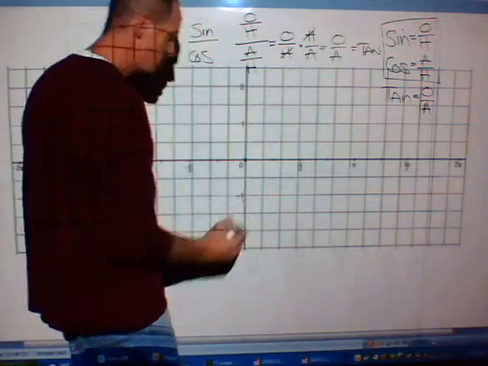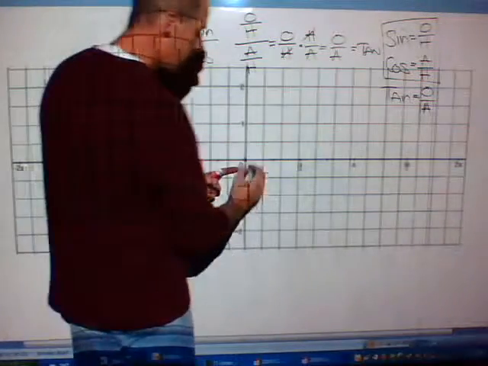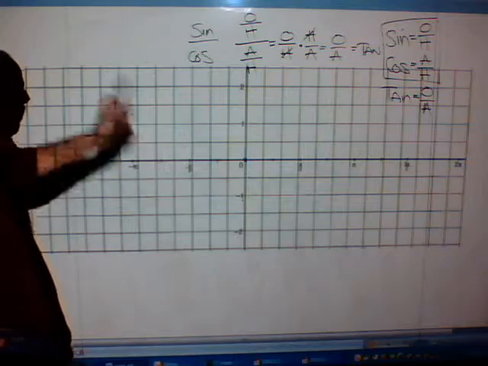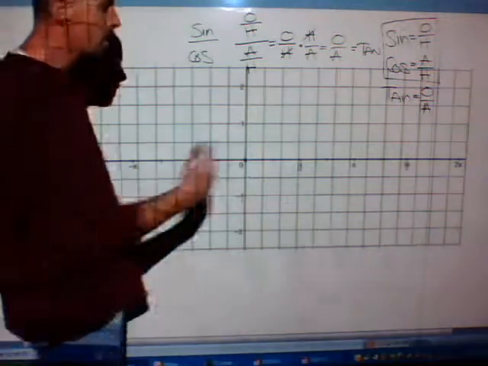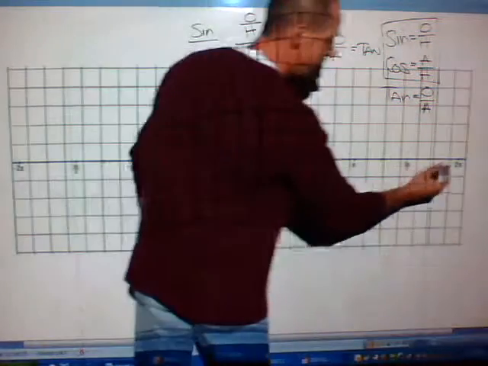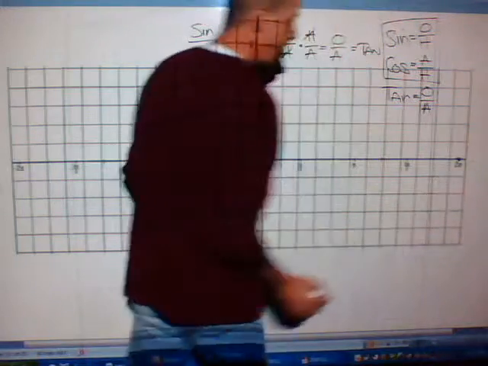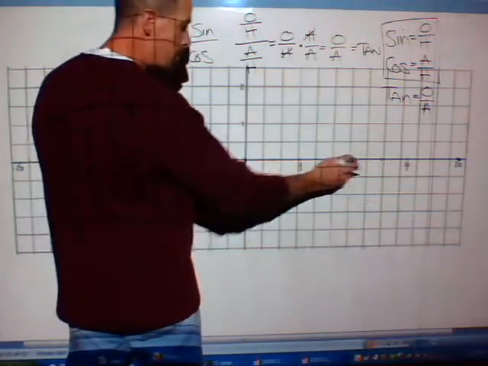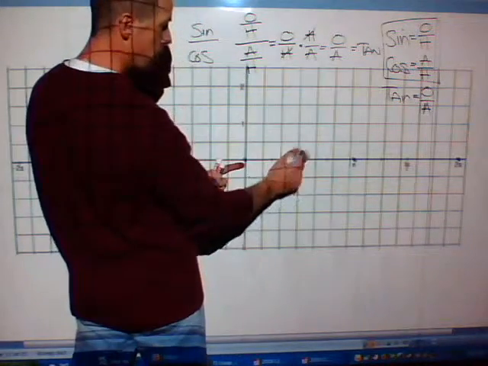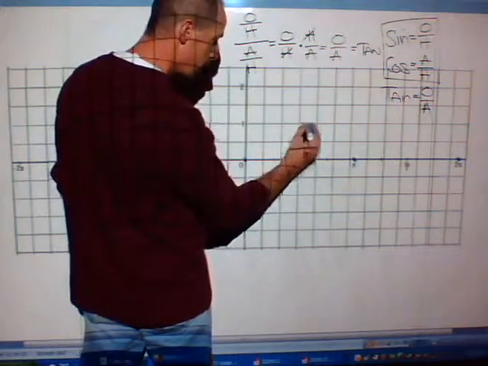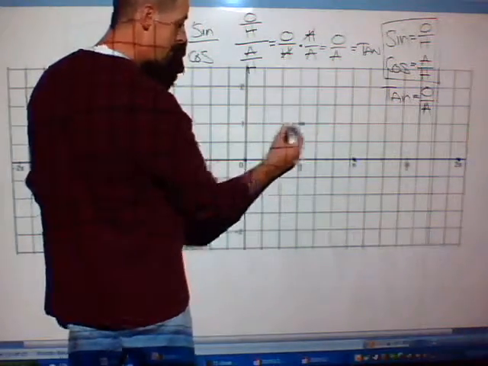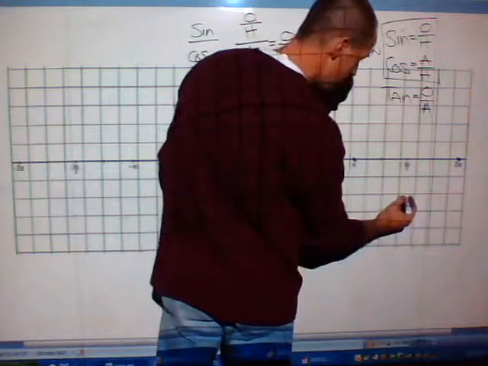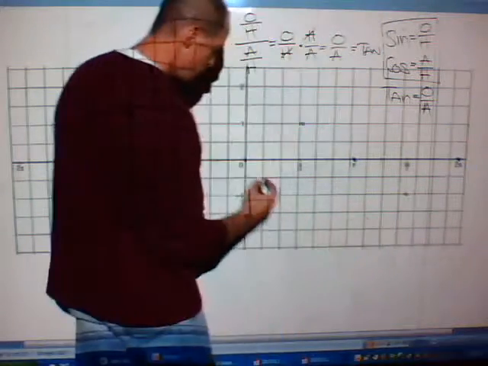Positive sine starts at 0, and let's do it normally. Positive sine starts at 0, and it ends at 0 at pi over 2. And then in the middle of the first half, at pi over 2, you're at positive 1. And then in the middle here, you're down at negative 1.